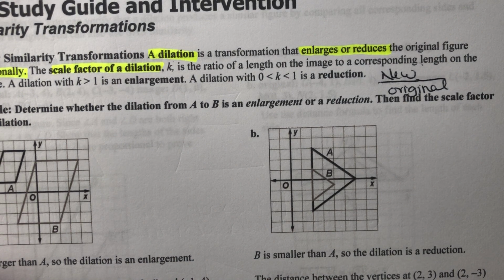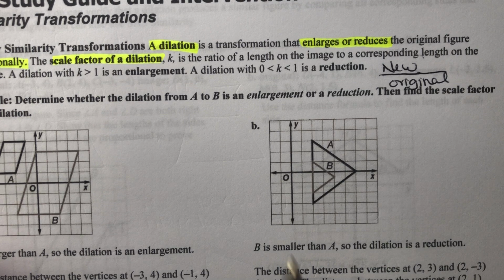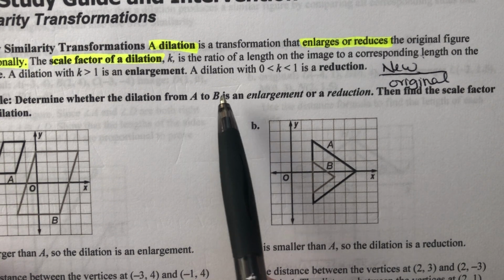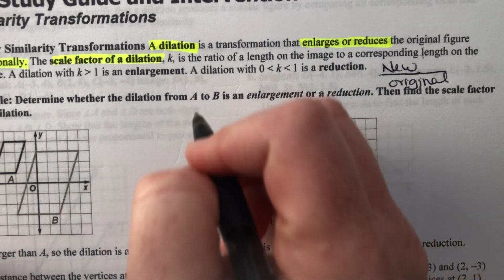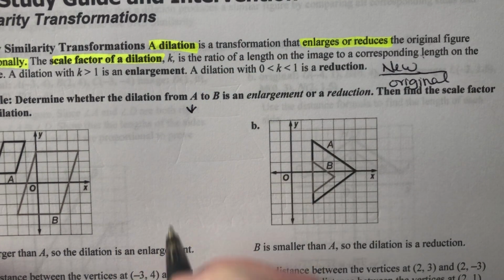All right. So first, determine whether the dilation from A to B is an enlargement or a reduction, and then find the scale factor, right? So A is the pre-image.